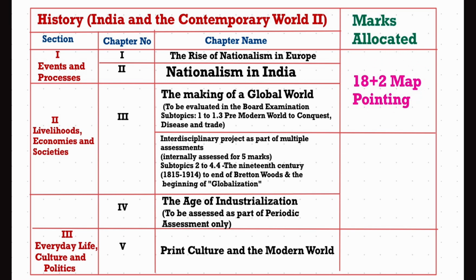One thing you have to remember here: the total marks allocated for history is 20 marks. In these 20 marks, 2 marks are allocated for the map pointing section. In the examination perspective, what are the important lessons? From which lessons is the board exam going to be conducted? The first lesson will come in the board exam, and also the second lesson, nationalism in India.